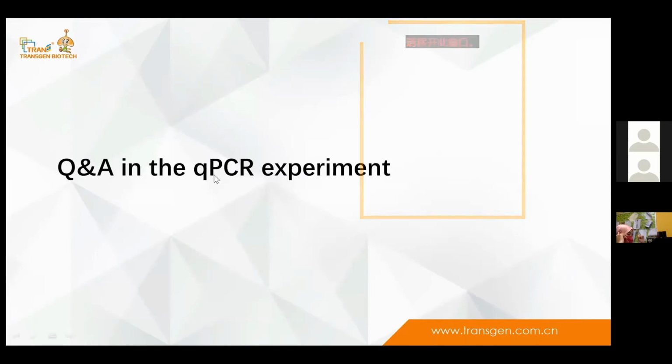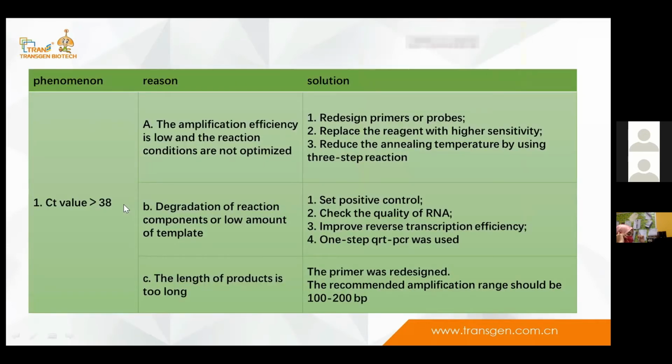Okay, this part is the Q&A in the qPCR experiment. First is when the CT value is larger than 38. In these signals, we always think the experiment is a failure. There may be three reasons for this phenomenon. The first one is that the amplification efficiency is too low and the reaction conditions are not optimized.